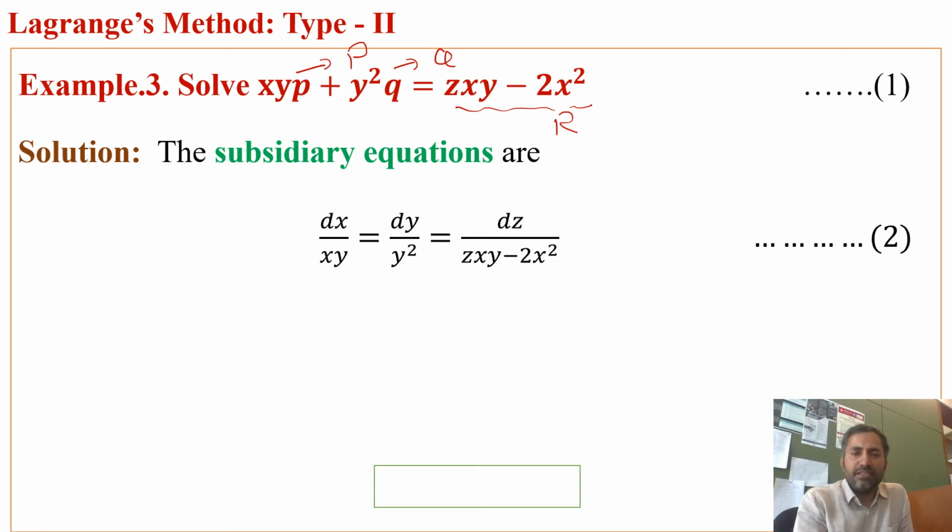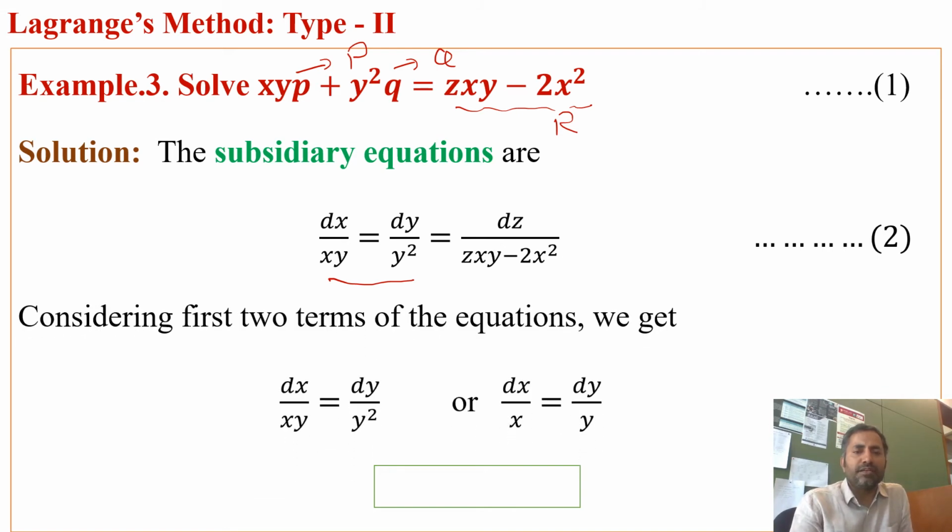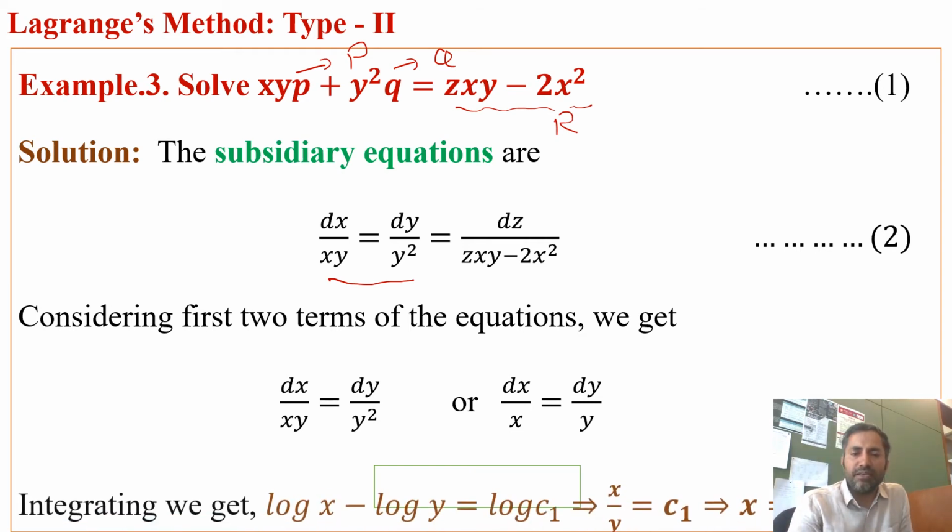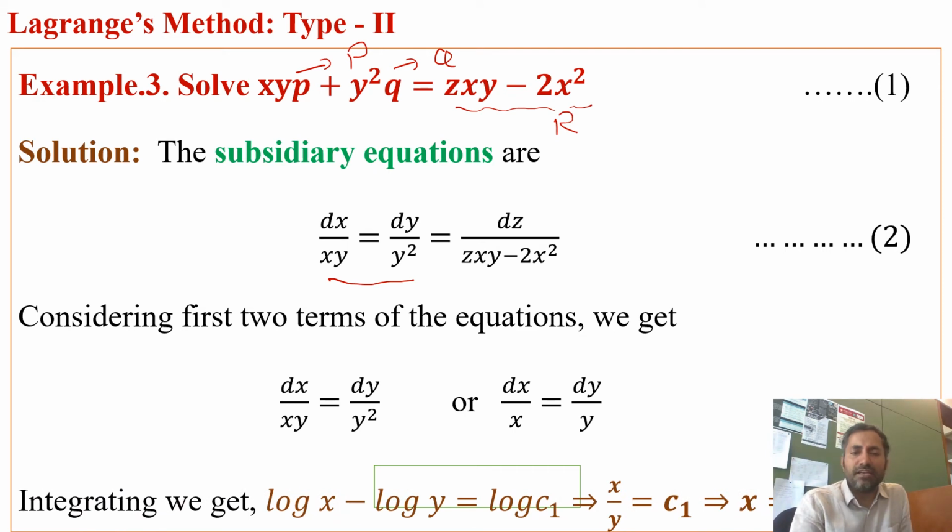So very quick, we can see the first two can be taken, y will be cancelled, dx upon x, dy upon y, that we can obtain here. So by considering the first two fractions, what we get, dx upon x is equal to dy upon y. Now you can integrate it. So by integrating, what we get, log x minus log y is equal to log c1, and by arranging, you can get x upon y is equal to c1, or x is equal to c1y, that you can write.